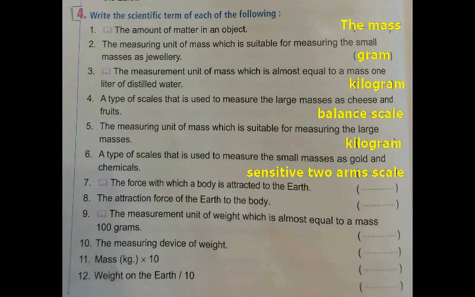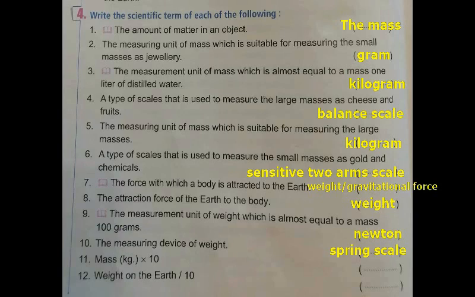The force with which a body is attracted to the earth: weight, or gravitational force. Number 8. The attraction force of the earth to the body: weight. Number 9. The measurement unit of weight which is almost equal to a mass of 100 grams: Newton. The measuring device of weight: the spring scale.